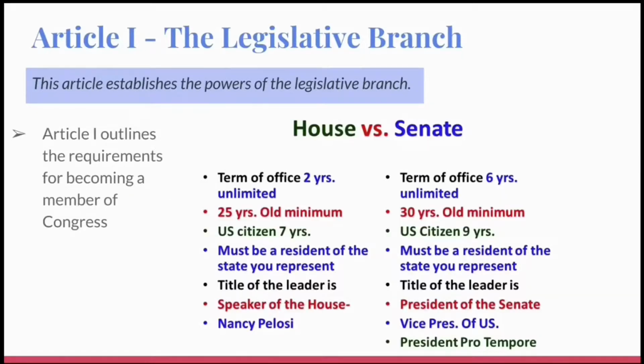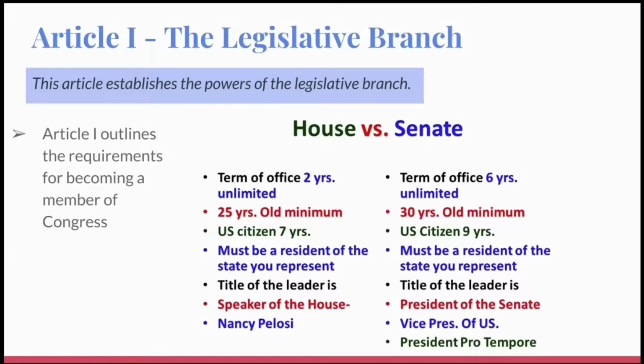That consists of the House of Representatives and the Senate, and it outlines the requirements for becoming a member of Congress. Some of these requirements include, for the House, 2-year terms in office, and it's unlimited, or if you're in the Senate, your term is 6 years, and you can run as many times as you want. A House member only needs to be 25 years old, whereas a senator needs to be 30 years old. You must be a U.S. citizen for 7 years if you're in the House, and a U.S. citizen for 9 years in the Senate.